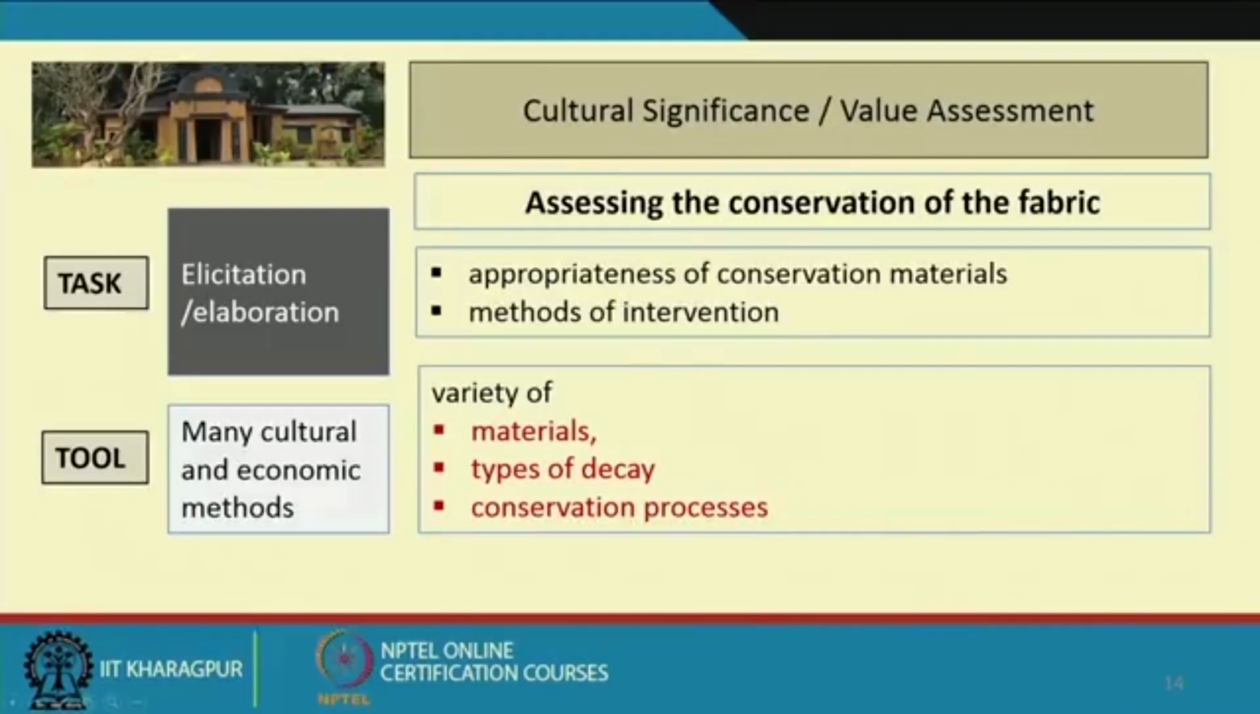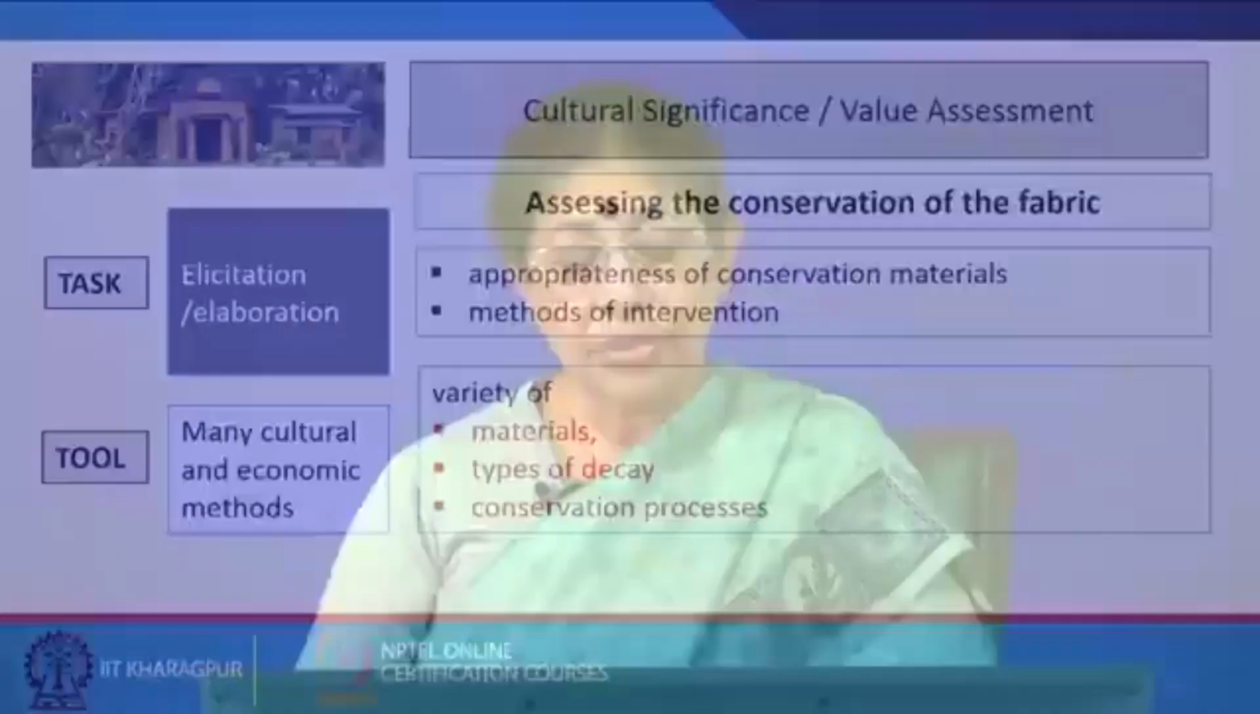One is the appropriateness of the conservation materials, because each material has its own challenges, its own type of decay depending on which type of climate they are in, and the methods of intervention. Again, these two are very interrelated aspects, because as I said, there are a variety of materials, types of decay, and different types of conservation process, which we will talk about later when we go into the detail of the decay of the different types of materials.